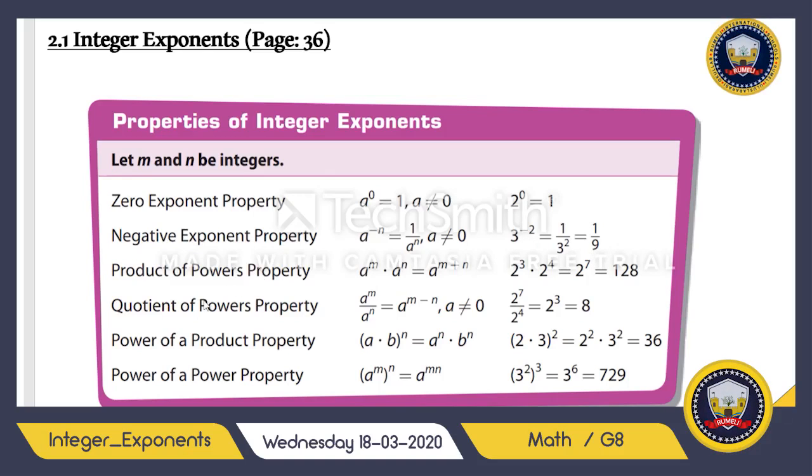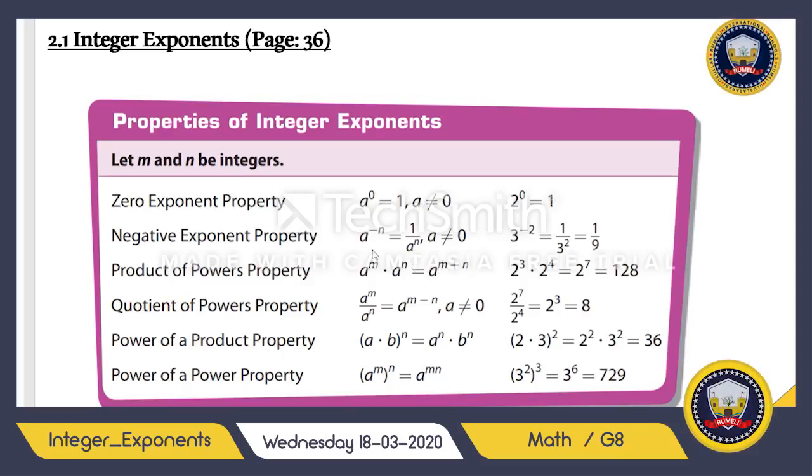The third one is the product of powers property. When I multiply two numbers raised to the powers m and n, if I have the same base, here a is called the base, then simplifying this gives us a to the power of m plus n. So multiplication of the same base equals the base raised to the sum of the two powers. An example of this, 2 to the power of 3 times 2 to the power of 4 is 2 to the power of 3 plus 4, that is 7, and this is 128.